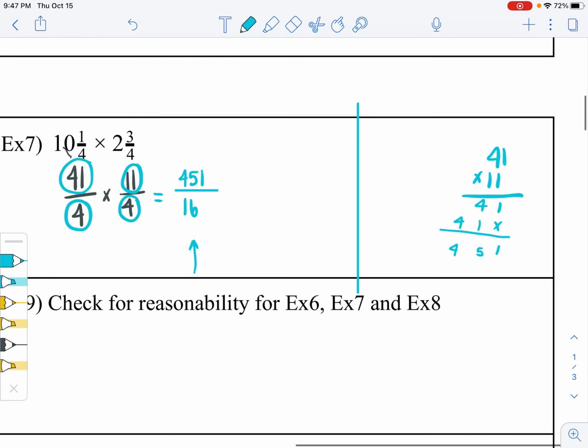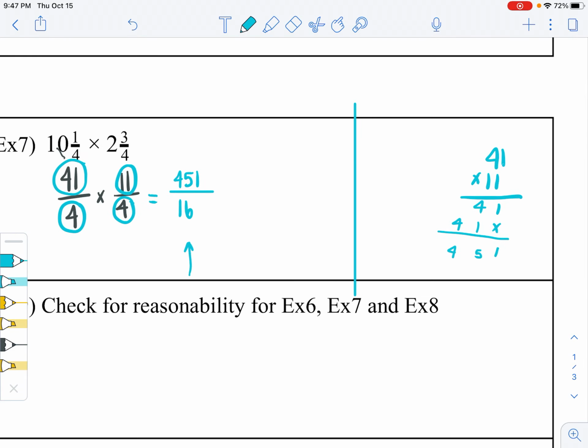Then we don't want to keep this an improper fraction, so in order to make this a mixed number, we need to find out how many times 16 goes into 451. So I'm going to do my long division over here and my side work. We have 451. 16 goes into 45 2 times, and 16 times 2 is 32. With 13 left over, bring down our 1. 16 goes into 131 8 times. 8 times 16 is 128, with 3 left over.